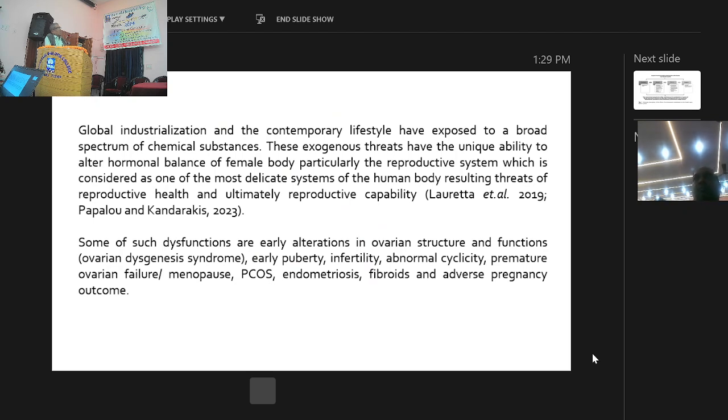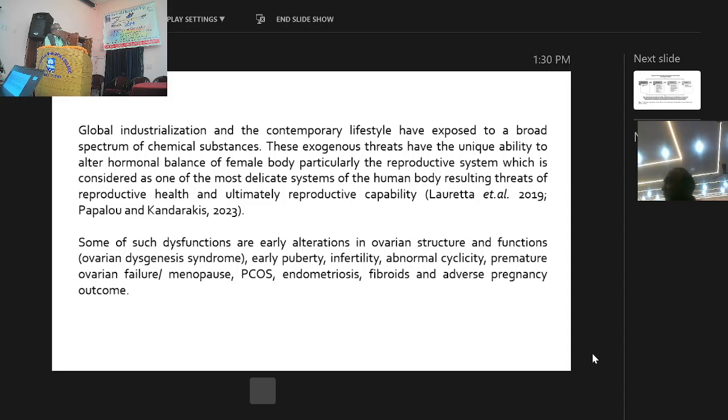Now, global industrialization and the contemporary lifestyle have exposed us to a broad spectrum of chemical substances. These exogenous agents have the unique ability to alter the hormonal balance of the female body, particularly their reproductive system. And because it is known as one of the most delicate systems of the human body, it results in impaired reproductive health and ultimately reproductive capability.